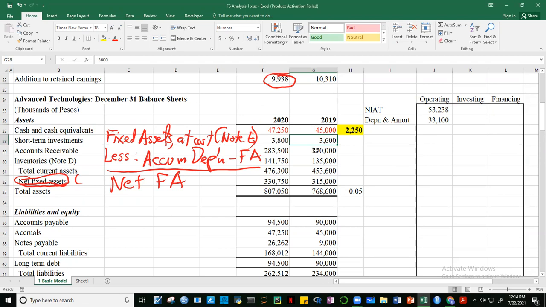Short-term investment. Ano to? Operating, investing, financing. Clue: interest bearing yan. Kahit paano may interest yan. So saan siya papasok? Function to ni finance. So dito siya papasok. Tanong: source of cash ba to? Pag source of cash, positive ilalagay natin dito. Pag use of cash, negative. Okay? Source of cash or use of cash?